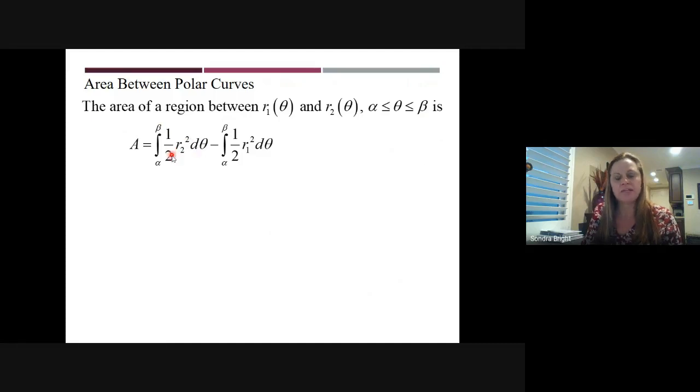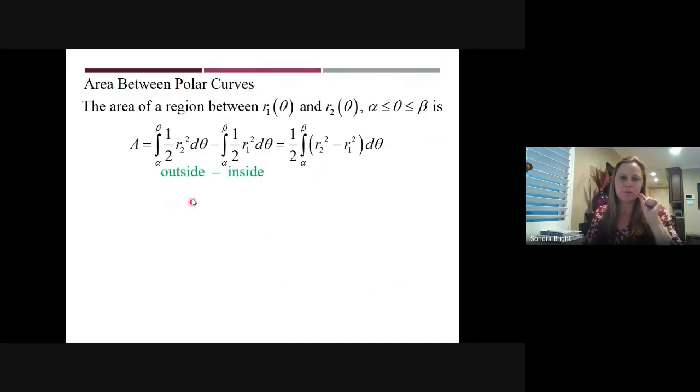But you're going to take the integral of 1/2 r2 squared and then subtract from it the integral of 1/2 r1 squared. And what are r2 and r1? Well, before I get to that, you can simplify this, right? You've got the same limits, you're subtracting them. Properties of integrals say I can pull that 1/2 out front, take the integral from alpha to beta of r2 squared minus r1 squared, d theta. So that's what we're going to end up using. It's just a fast route. You could do it separately, but you can combine them into the same integral, which is what we'll do.